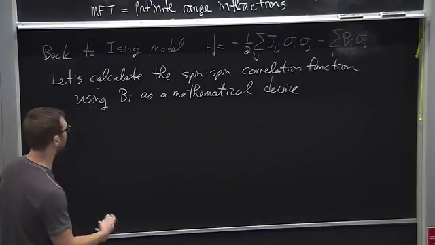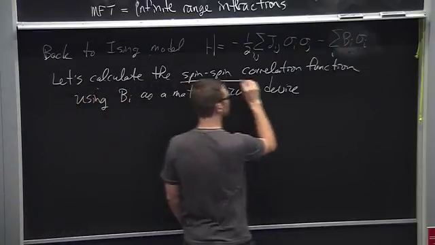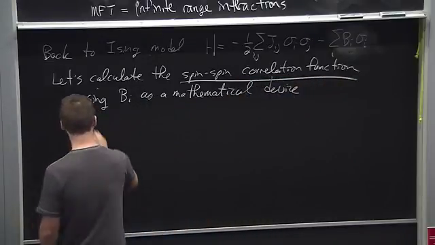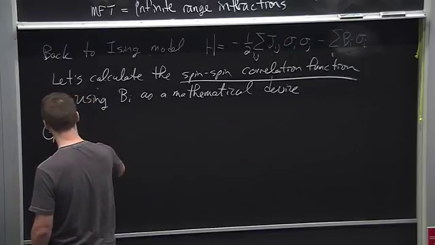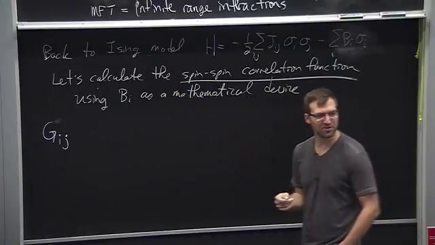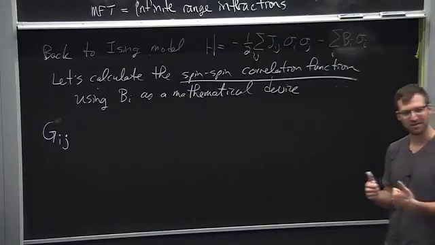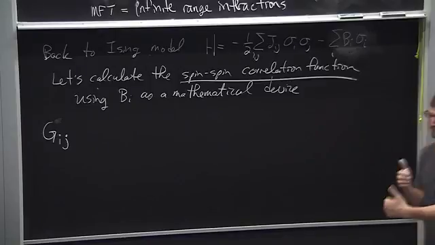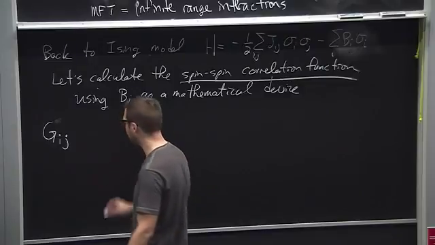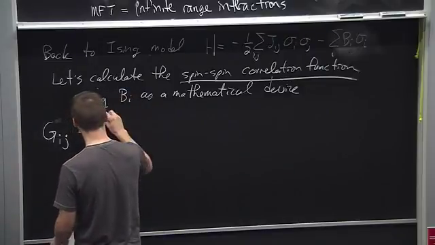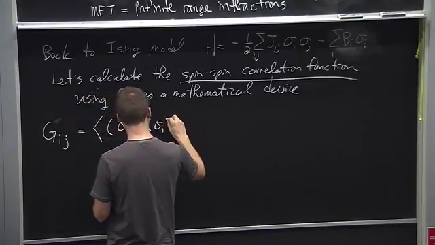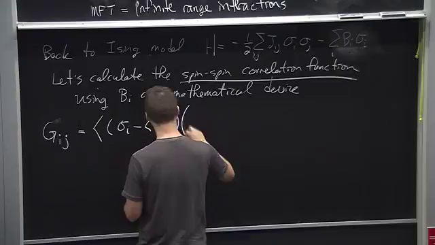Okay, so I haven't defined this yet. What is a spin-spin correlation function? I'm going to call it G, apparently. Gij, because it tells you something about the strength of correlations between 2 different lattice sites, say, or 2 different spatial positions. And there's 2 equivalent ways of writing this.